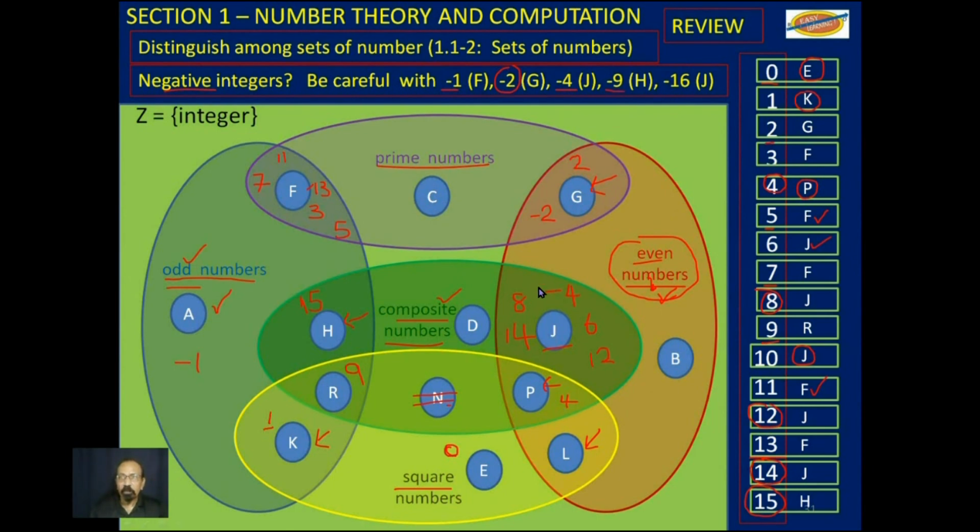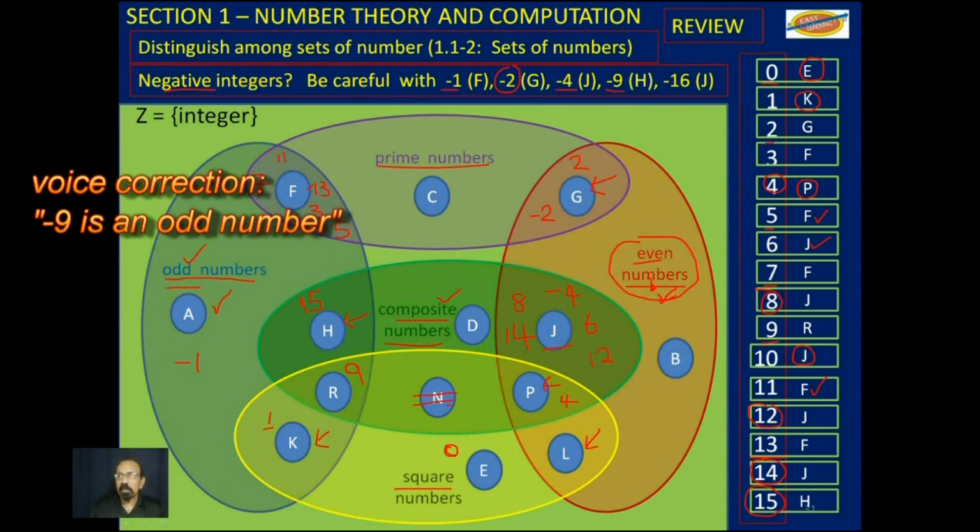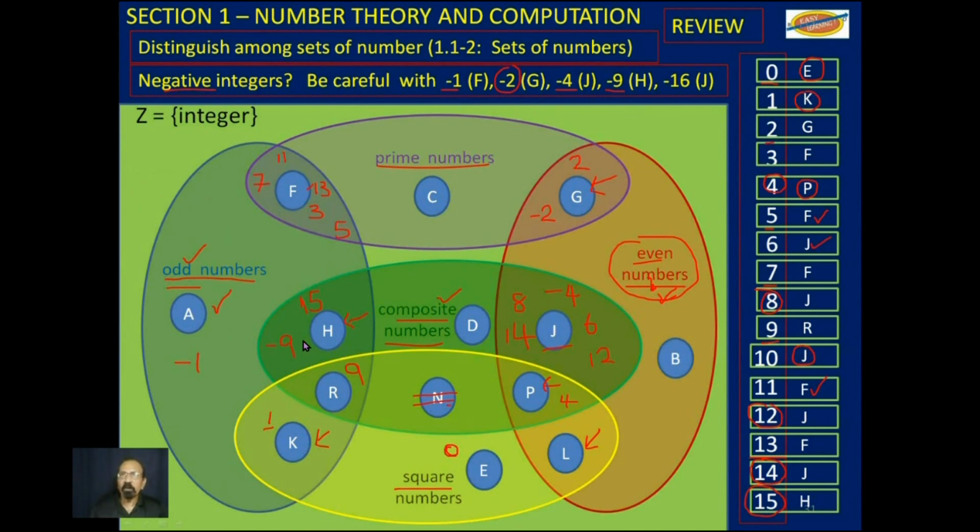-9, do not be fooled. -9 is not a square number. It is an odd number and it is a composite number, but it is not a square number. So -9 goes here. And finally, we look at -16 again. 16 is a square number, it is a composite number, but -16 is not a square number. It is an even number and it is a composite number. So we put -16 here.